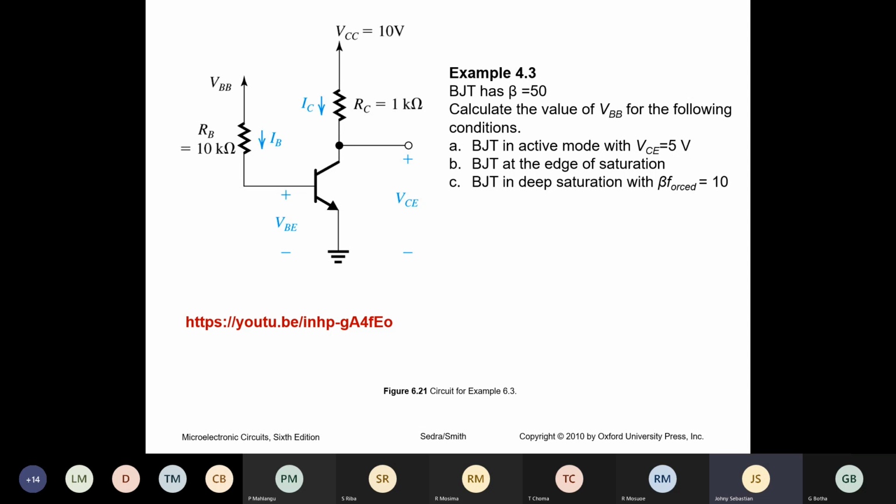So you can see VBB. Write a Kirchhoff's voltage law expression. VBB minus IB times RB minus VBE equal to 0. Sir, can you please repeat? VBB minus IB RB minus VBE equal to 0.